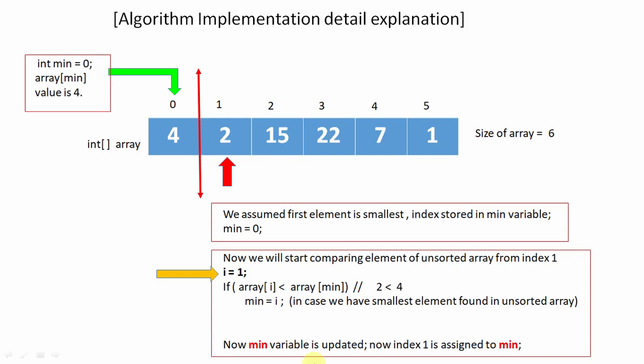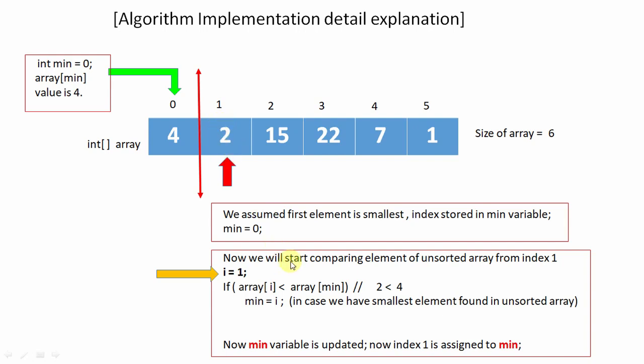Okay, now what we have to do, we have to pick the very next element. You can see this red mark. This is pointing to index 1. So we will start from index 1 because our unsorted array is starting at this index. Okay, so i is equal to 1. That means we are at this place. So we are picking up this element for the comparison.